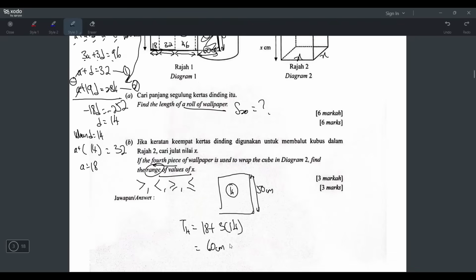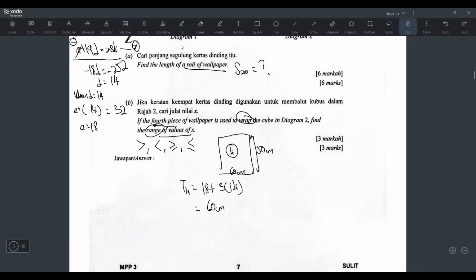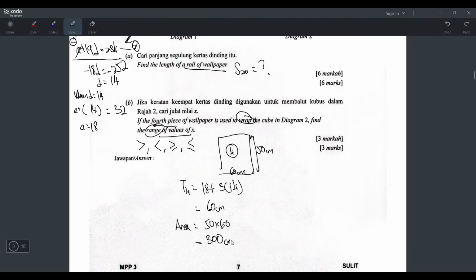All right, so now I know the length here is 60 cm, but I told you wrapping means you need to find the area. So I'm going to find the area of this rectangle now. Area equals 50 times 60, and you will get 3000 cm squared.